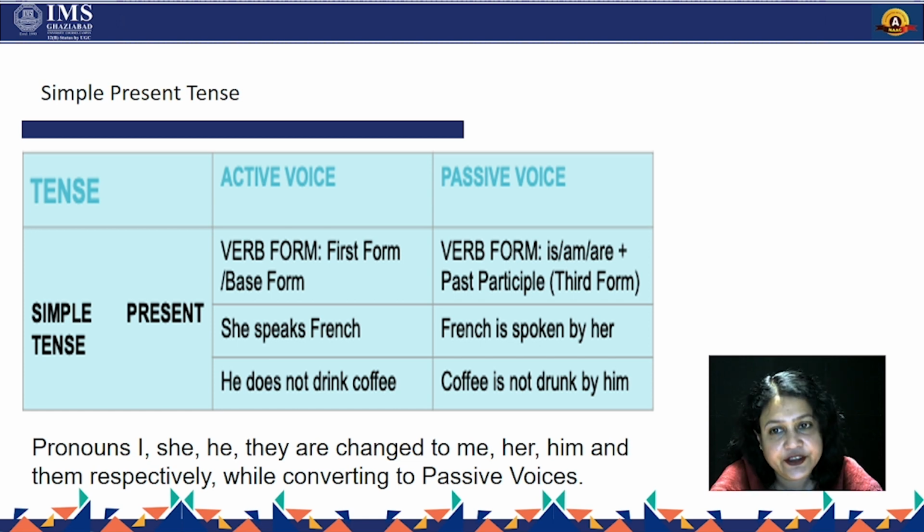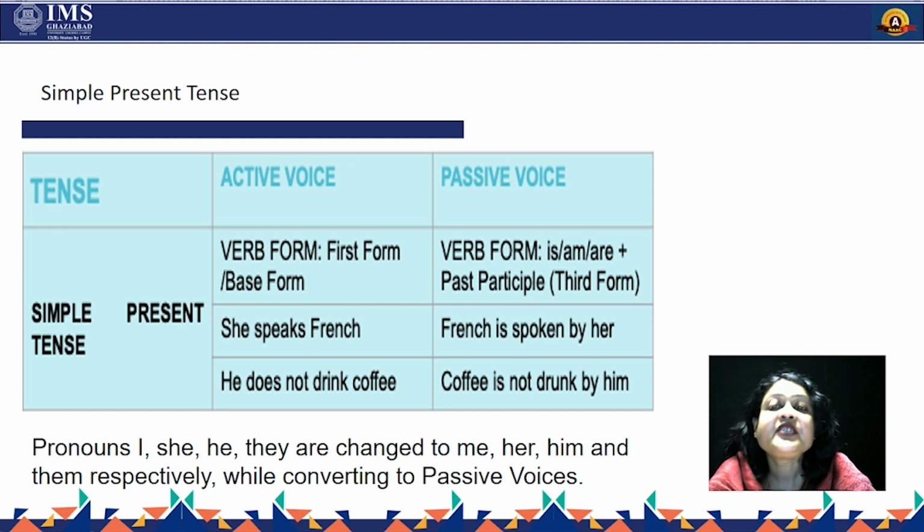"She speaks French." Here speaks, that is the verb, is in the base form. And what does she speak? French. Now when we are converting this into a passive voice sentence, just look at the sentence: "French is spoken by her." Here again you will see that the object of the sentence in the active voice has become the subject of the sentence in the passive voice, and you can observe that the verb form has also changed. How has it changed? Is has been added to it, and the verb is now in the third form, that is the past participle form.